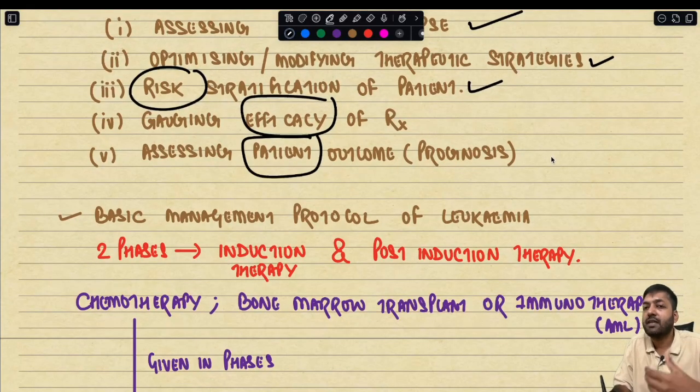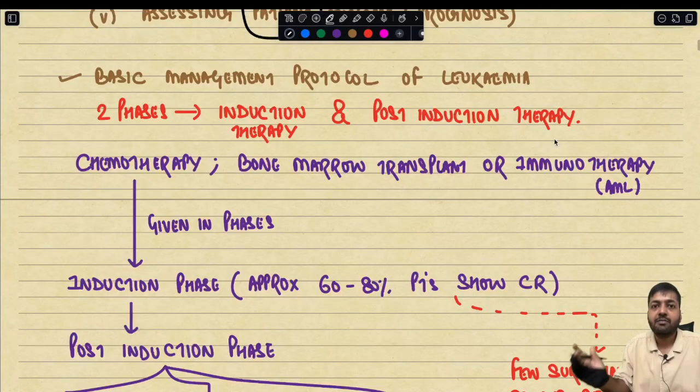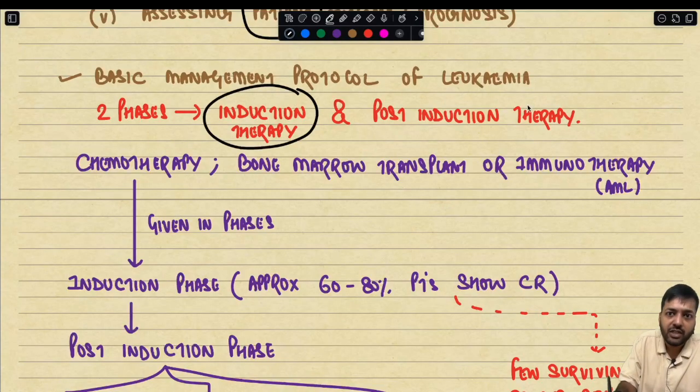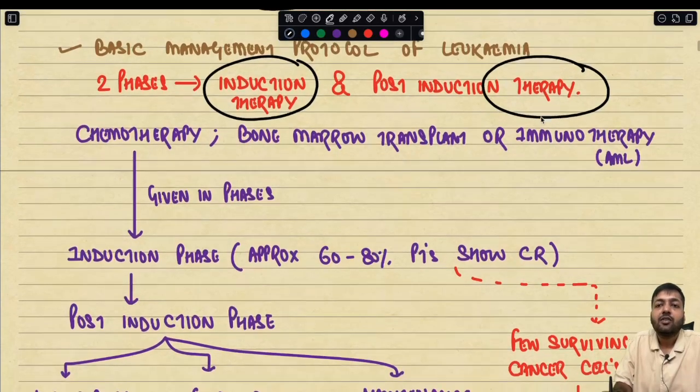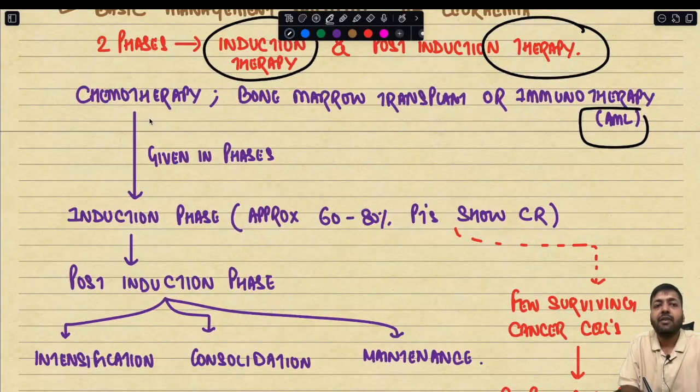Absolutely, any patient who is MRD positive will have a bad prognosis, and any patient who is MRD negative will have a good prognosis. Okay. So to understand more about MRD, you first have to understand the management protocol of leukemia. Leukemia treatment occurs mainly across 2 broad phases. The first phase is the induction therapy phase, and any phase which comes after that is called post induction therapy.